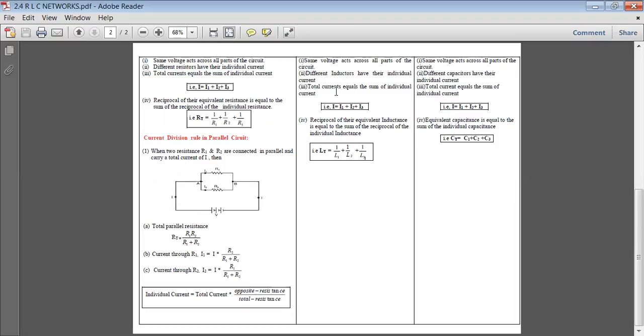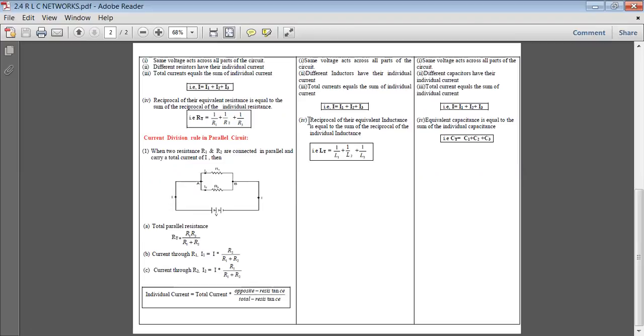Now come to total current equals the sum of individual currents. I is equal to I1 plus I2 plus I3.